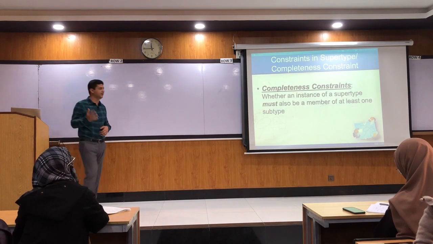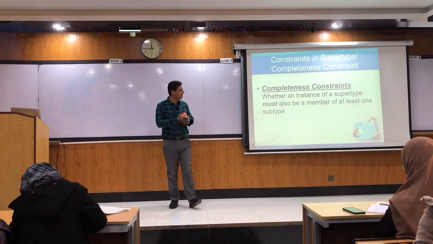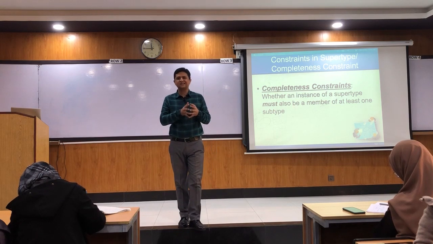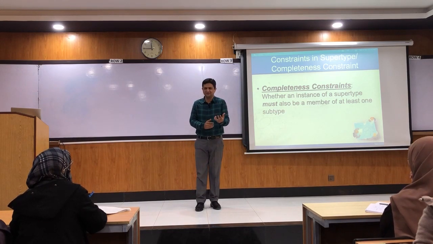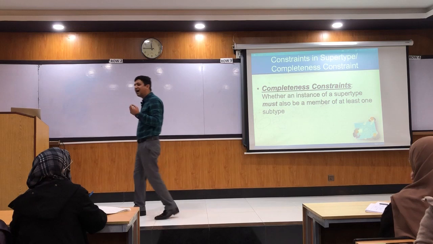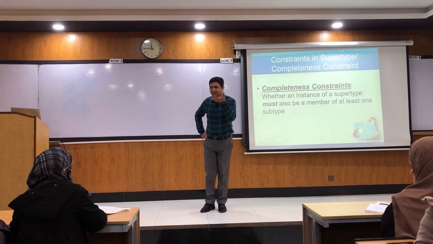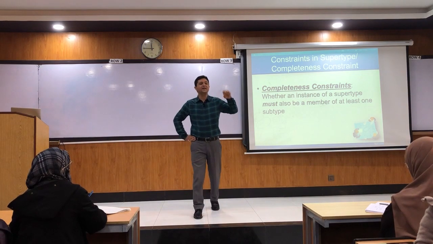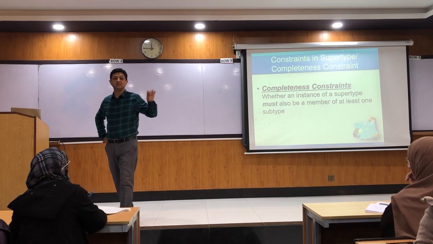Completeness constraint is whether an instance of a supertype must also be a member of at least one subtype, or an instance of supertype can exist independently. This is the question which is to be answered through this constraint. So this constraint asks a simple question: either a supertype's instance can independently exist or not, or that instance has to be an instance of one of the subtypes. This is the question, right?